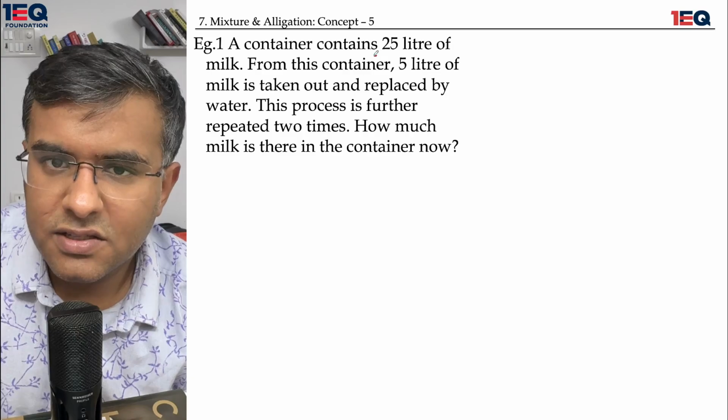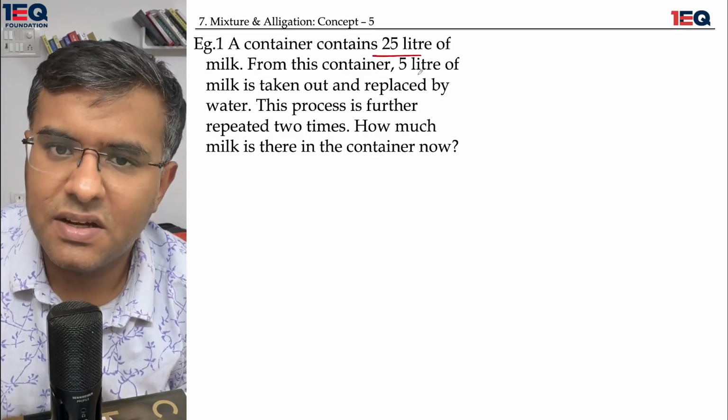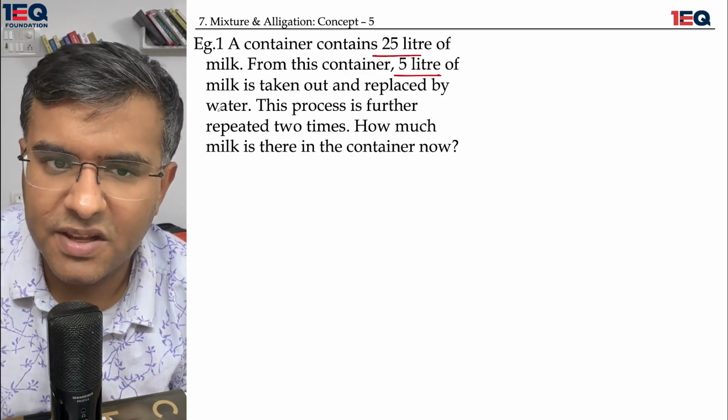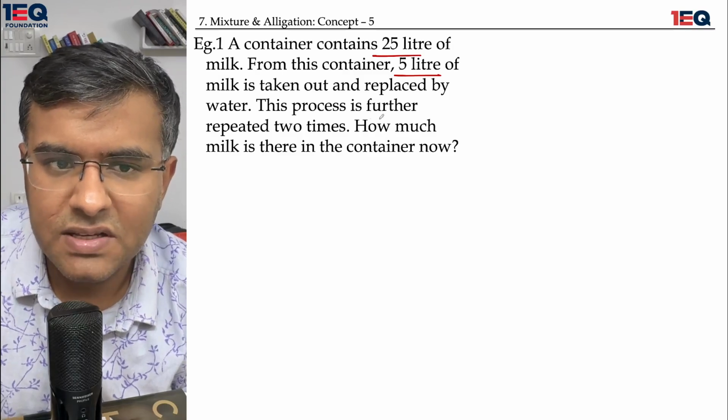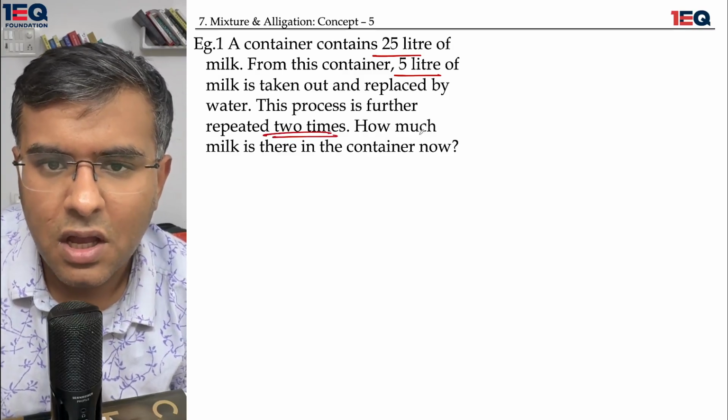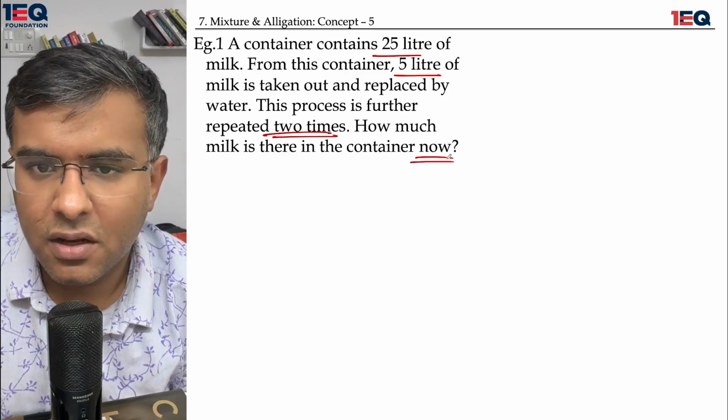A container contains 25 liters of pure milk. From this container, 5 liters of milk is taken out and replaced by water. This process is further repeated 2 times. How much milk is there in the container now?